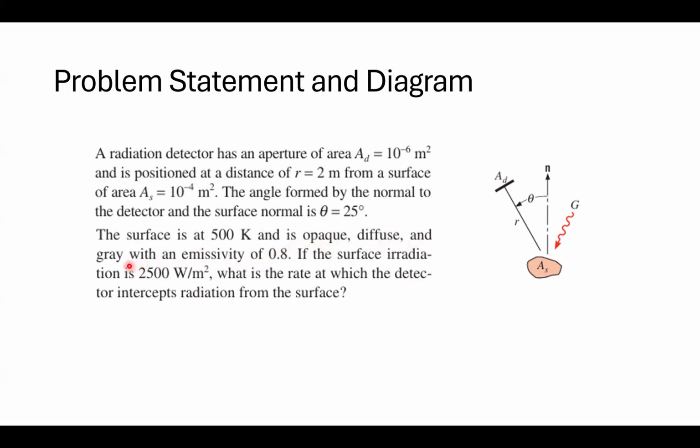These assumptions will be important later, and I'll explain why. We're also given the surface irradiation as 2,500 watts per square meter. And so we're trying to find the rate at which this detector up here intercepts the radiation that's coming from this separate surface. As we'll see later, that separate surface is both reflecting and emitting radiation. And so we have to combine both of those terms.